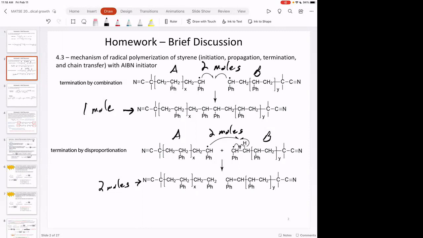And now we have to apply this to the PLA, right? I think the PLA was something like, we have 1 mole of growing chains, and we wind up with 0.75 moles of finished polymer at the end. So it's basically taking these numbers and figuring out what fraction is termination by combination and what fraction is termination by disproportionation. So let's just do that.